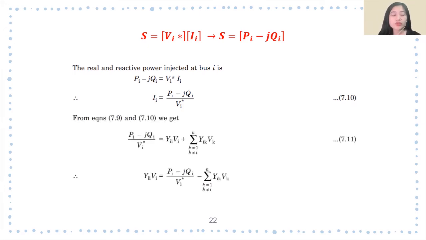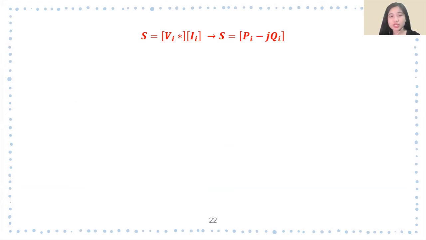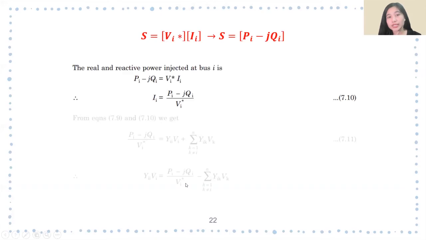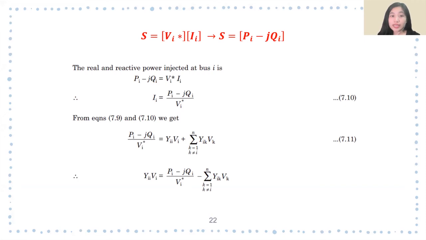Okay, now, if we are going to apply the equations 7.9 and 7.10, so just going back na 7.9 natin, ito yung 7.9 equation natin, wherein it's looking for the current injected sa bus k. Wherein this part is that we're still just looking for the current injected. Ito yung second equation natin.